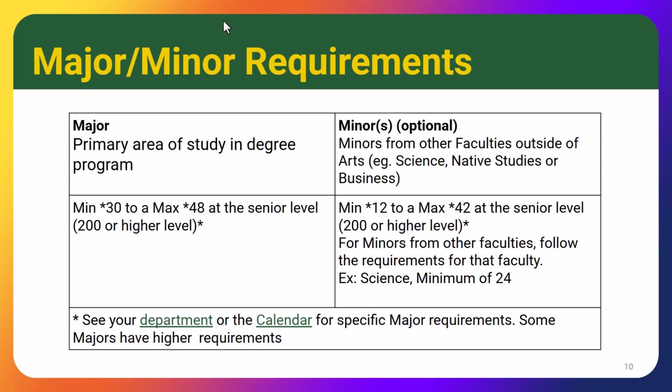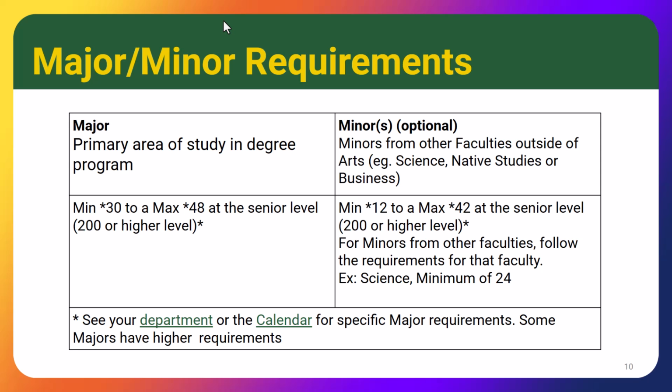Some programs, if you are in, let's say, a Bachelor of Criminology, you don't necessarily have a major because your degree, the Bachelor of Arts in Criminology, is your major, but if you're in the generalist degree program or in honors, you must choose a major, whether it be psychology, sociology, classics, English, whatever it may be. You must have a major designated upon graduation.